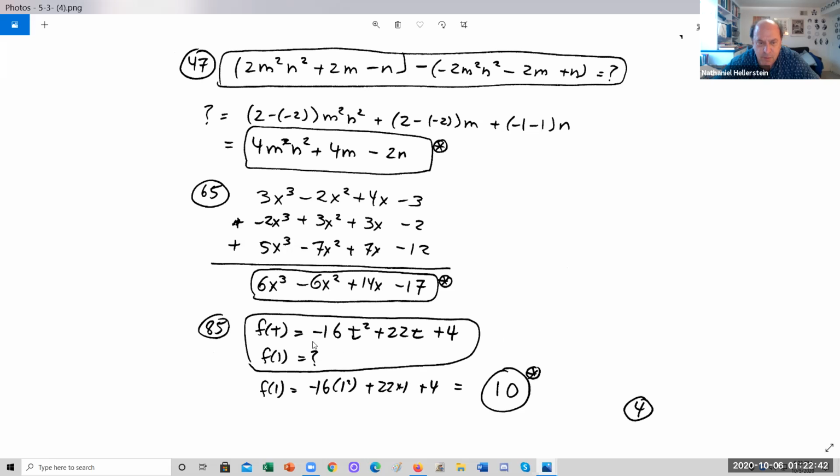Here we have a polynomial, f of t equals minus 16t squared plus 22t plus 4. What is f at 1? Well, you just plug in a 1 for t here and here. Minus 16 times 1 squared plus 22 times 1 plus 4. And you run through a bunch of arithmetic and get 10.